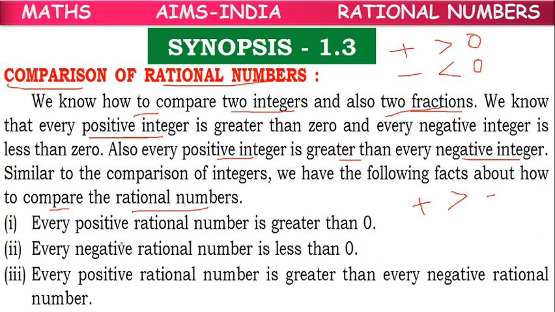So here every positive rational number is greater than 0. What is positive rational number? Suppose if I have 7 by 8, is it positive rational number or negative rational number? Numerator plus sign is there, for denominator plus sign is there. So that's why this is positive rational number. Positive rational number means its value is greater than 0.